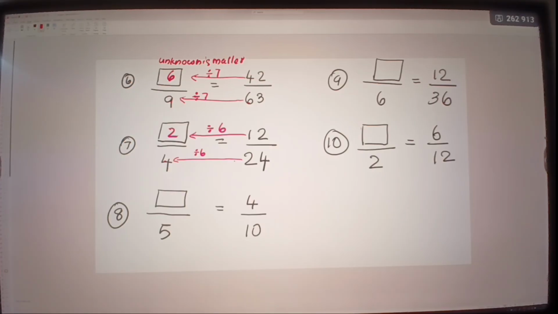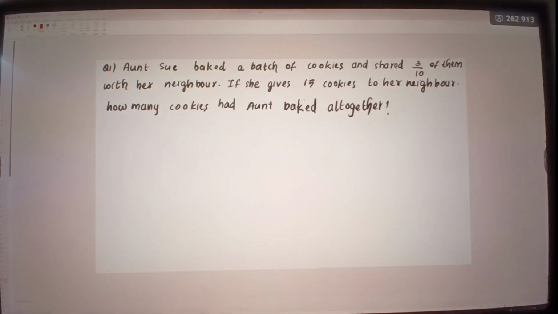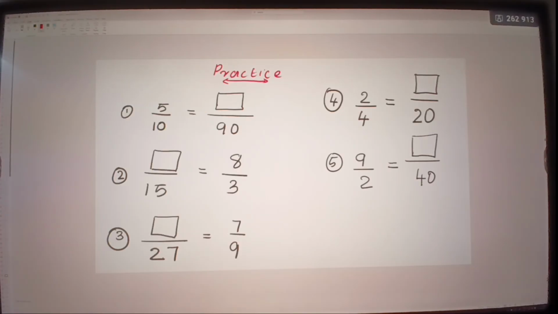So if the bigger number is unknown, you have to do multiplication. If the smaller number is unknown, you want to do division. If the bigger number is unknown, you have to do multiplication. If the smaller number is unknown, you have to do division. So these questions you can do as practice questions.